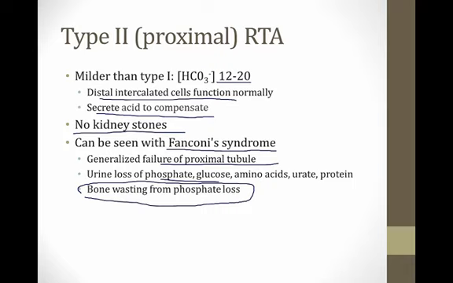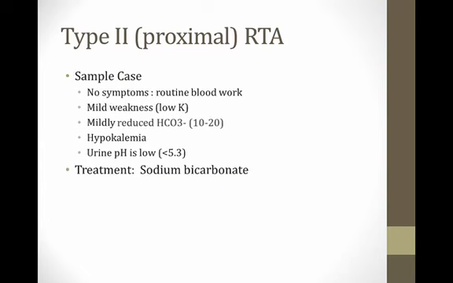So there really is no classic case for type 2 RTAs like there is for type 1, but a sample of what you might see is a patient who has no symptoms and gets routine blood work, or maybe a patient with mild weakness from low potassium gets blood work done, and you find a mildly reduced bicarb level in the range of 10 to 20.